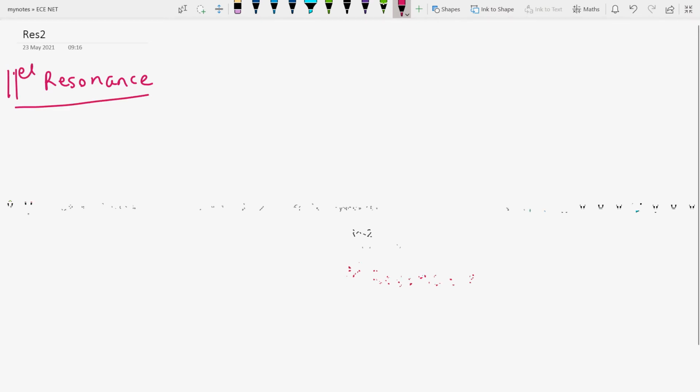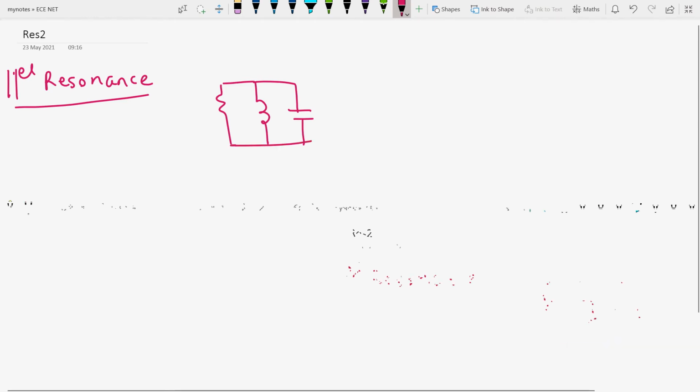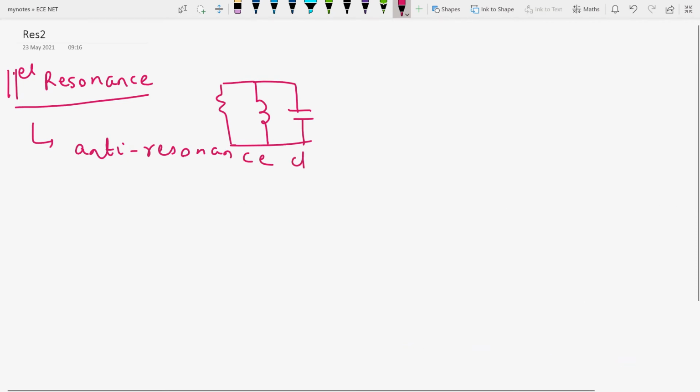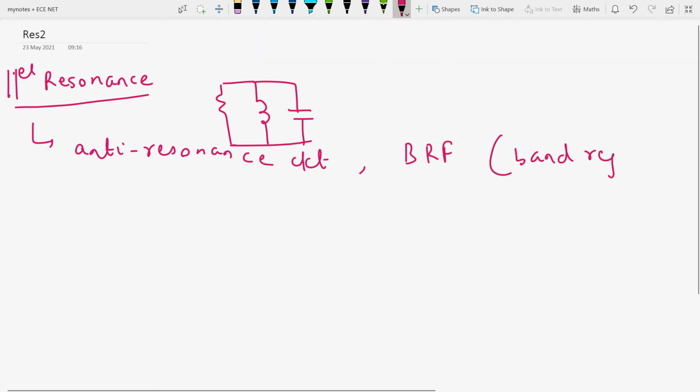In parallel resonance, what happens is that a circuit consists of a parallel connection of R, L and C. This is called a second order parallel resonance circuit, and a parallel resonance circuit is also called an anti-resonance circuit. That means we call it an anti-resonance circuit. It is acting like a band reject filter, a BRF. That means band reject filter. It is a frequency selective network that rejects, in this case, a band of the frequencies.